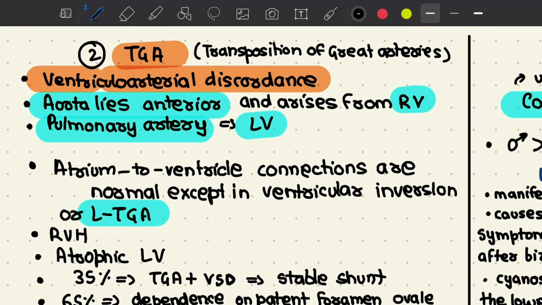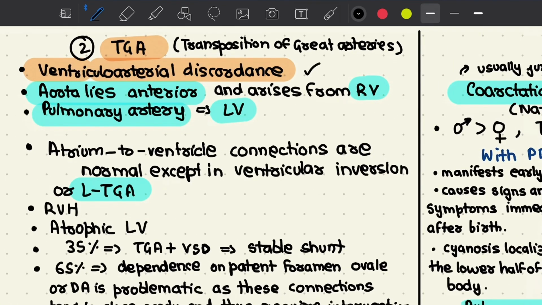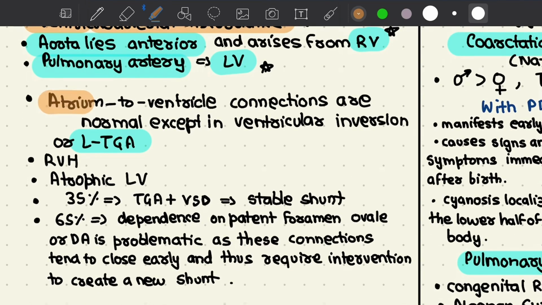Next, we have transposition of the great arteries. Transposition of the great arteries produces a ventricular arterial discordance. The aorta lies anterior and arises from the right ventricle, and the pulmonary artery lies posterior and thereby arises from the left ventricle. The atrium to ventricular connections are normal, except in ventricular inversion or LTGA.